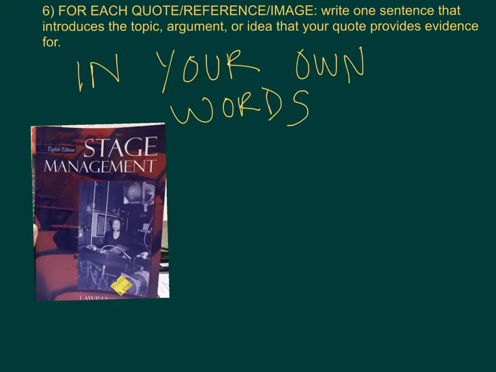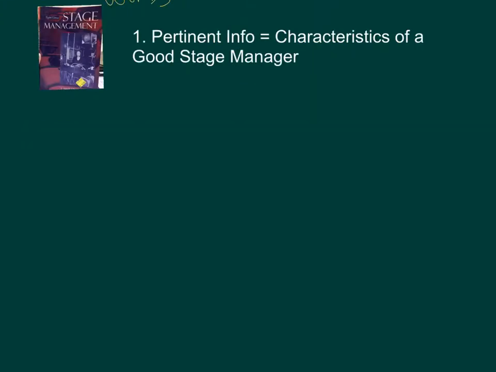We're going to use the example of this book, Stage Management by Lawrence Stern. All right. Now, in this book, there's a chapter called Characteristics of a Good Stage Manager. So, say I was going to look at stage managing whatever period of history, whatever text. That would be the topic of the pertinent information. All right. So, this already covers area B that we talked about, my theater area.